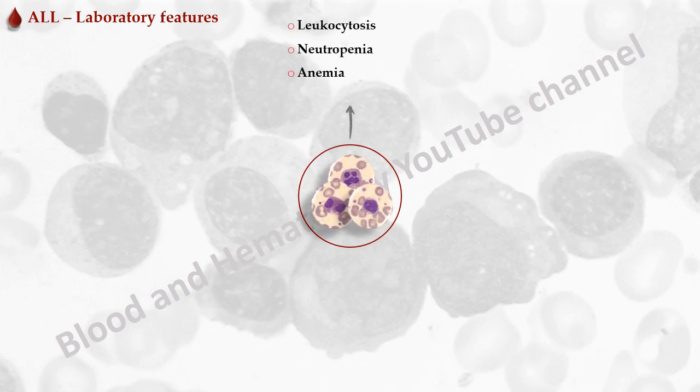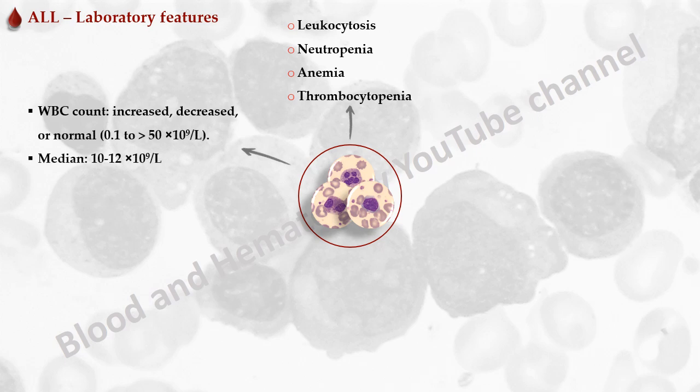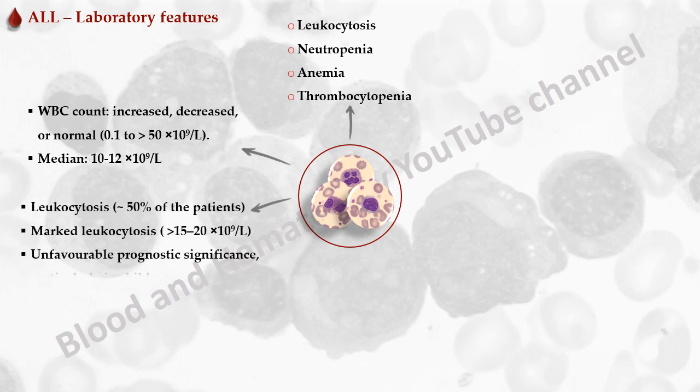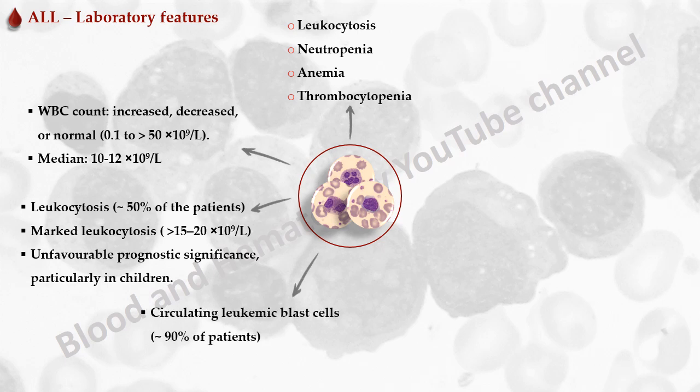Leukocytosis, neutropenia, anemia, and thrombocytopenia are common in patients with newly diagnosed ALL. The severity reflects the degree of marrow replacement by leukemic lymphoblasts. The leukocyte count at presentation may be increased, decreased, or normal. About 50% of the patients have leukocytosis due to an abundance of circulating leukemic lymphoblasts. Marked leukocytosis has an unfavorable prognostic significance, particularly in children. Approximately 90% of patients have circulating leukemic blast cells at diagnosis.